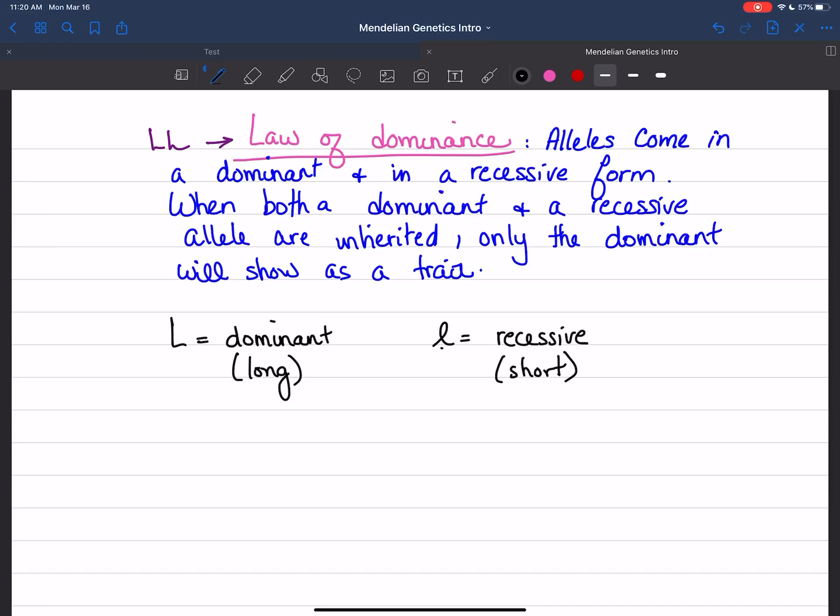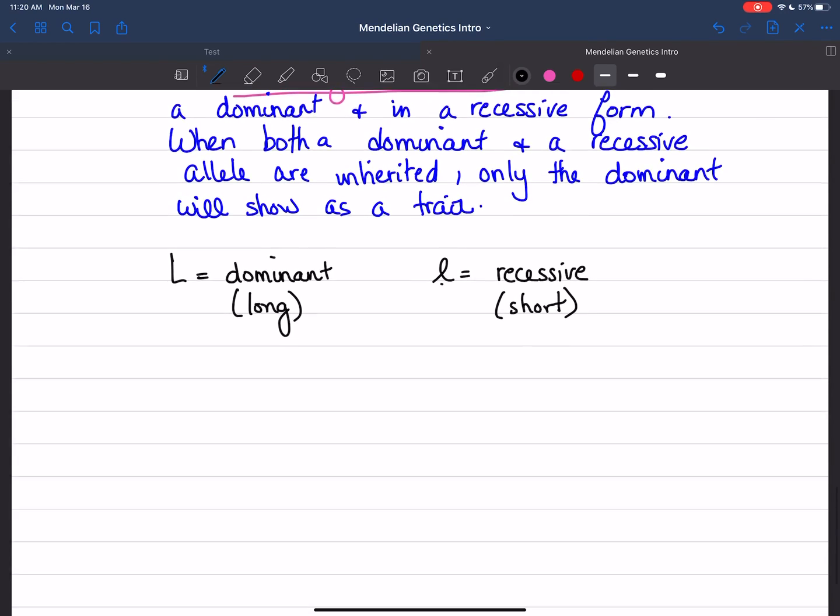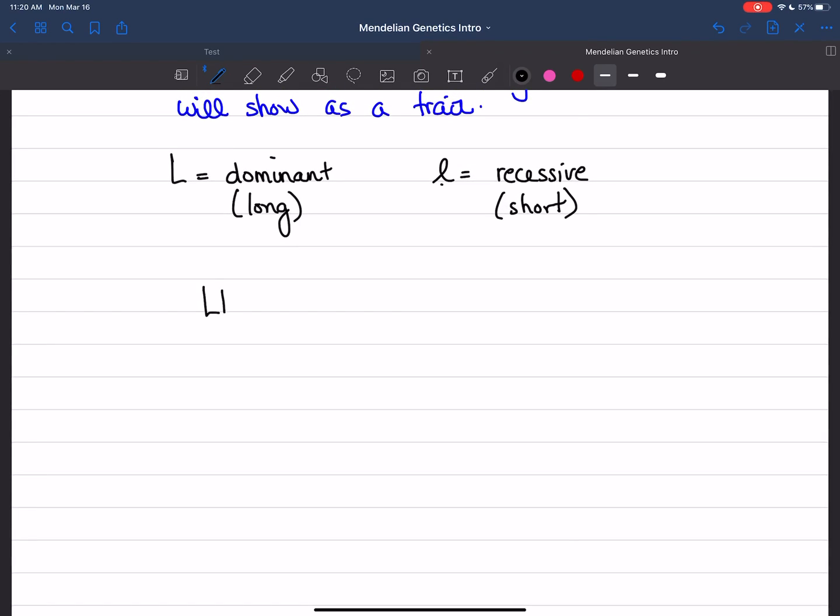So since they are inherited in pairs, what we say is that big L, one from mom, one from dad, this is long, but also big L, again one from mom, one from dad, is also going to be long because we have this dominant allele right there. And so the only way that I can have a short plant is if I inherited a little l and a little l from both parents, and that would give the short condition.